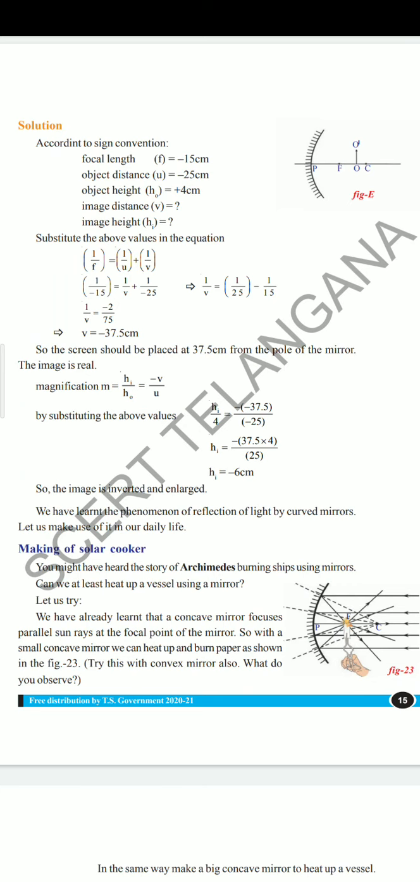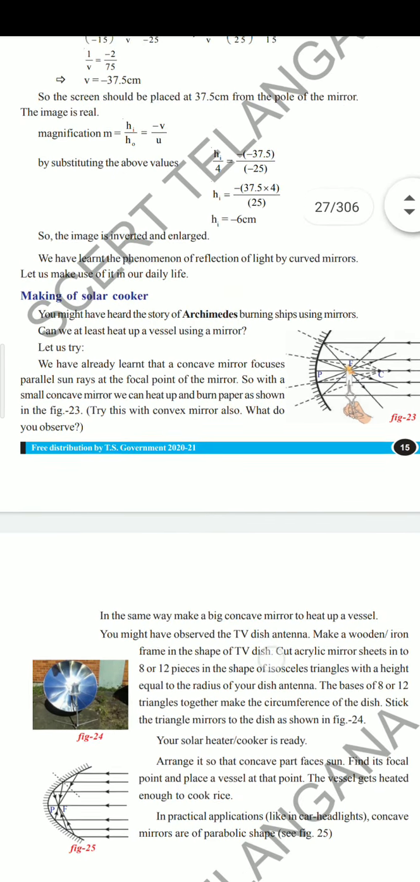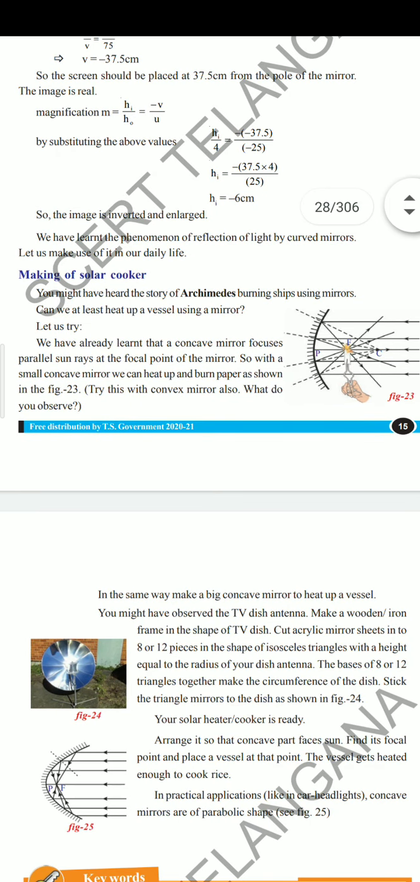We have learned the phenomena of reflection of light by curved mirrors. Let us make use of it in our daily life. Making of solar cooker. You might have heard the story of Archimedes burning ships using mirrors. Can we at least heat up a vessel using a mirror? Let us try. We have already learned that a concave mirror focuses parallel sun rays at the focal point of the mirror. So, with a small concave mirror, we can heat up and burn paper as shown in figure 23.